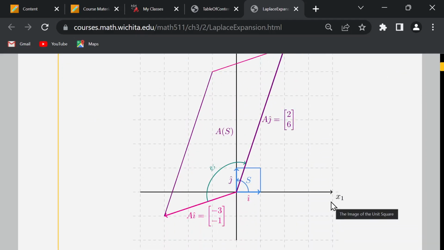Notice that you go counterclockwise from I hat to J hat, but you go clockwise from A times I hat to A times J hat. Is that clear from the image?